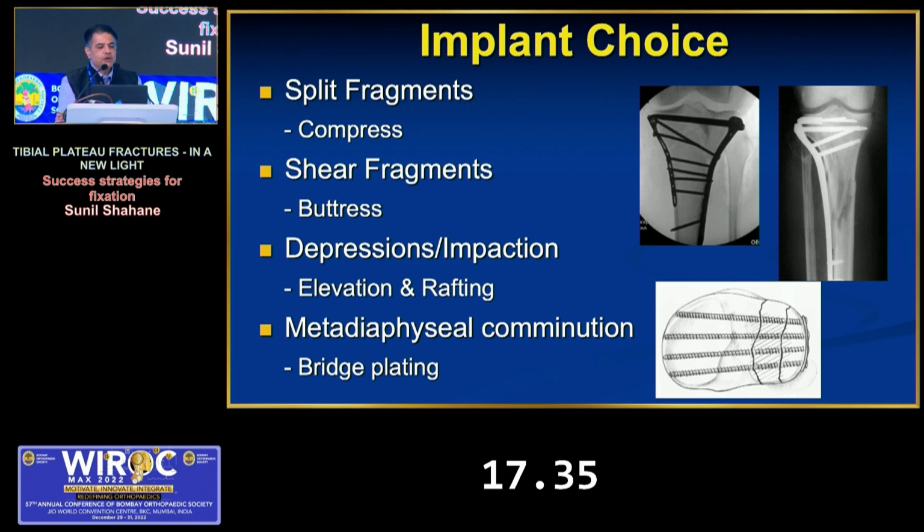If it's a split or a shear fragment which requires compression or buttressing, even a non-locking conventional implant will just do the job. But if you need to elevate a depressed fragment and support it with rafting screws, or if you have a metaphyseal diaphyseal comminution which needs to be bridged, then the angular stable fixation provided by the locking plates is a better option.